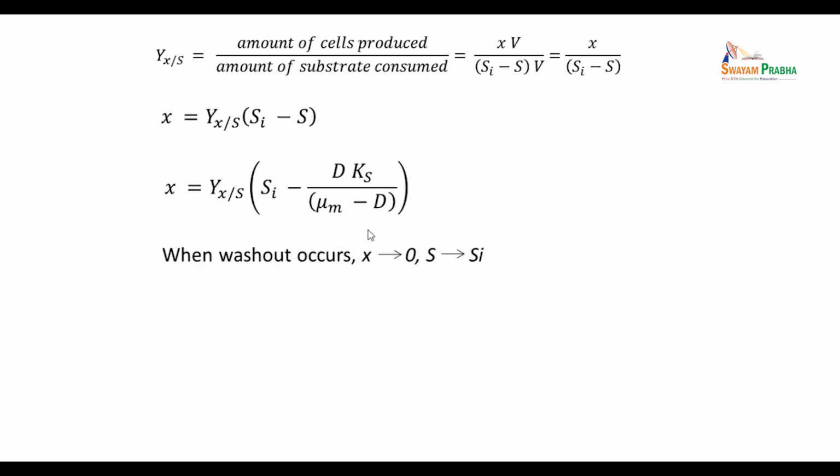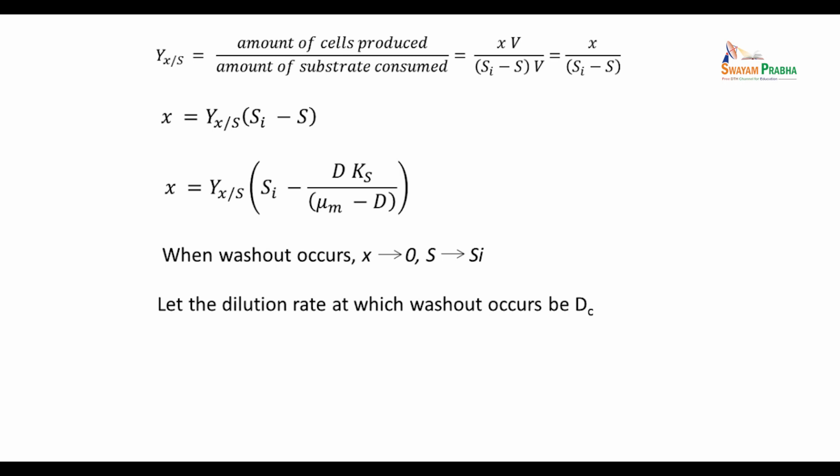This is just algebra. Although it seems like a lot of steps, let's go through it. We are arriving at some interesting place. When the washout occurs, X tends to 0, and there should be no change in substrate concentration from the inlet because it is not being consumed for the production of cells. Maybe a little bit is taken up for maintenance, but that may not be very apparent. Let the dilution rate at which washout occurs be Dc.